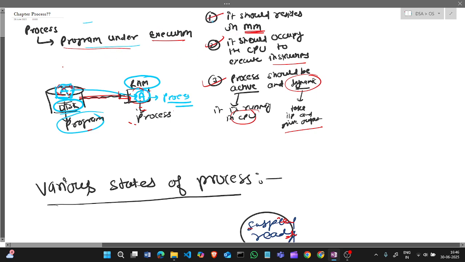What are the functions of a process? It should reside in the main memory. It occupies the CPU to run the instructions. And the third point is it should be active and dynamic. Active means it is running on the CPU, and dynamic means it takes some input and gives some output. So these are the three properties of a process.